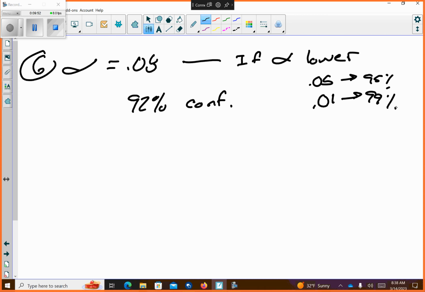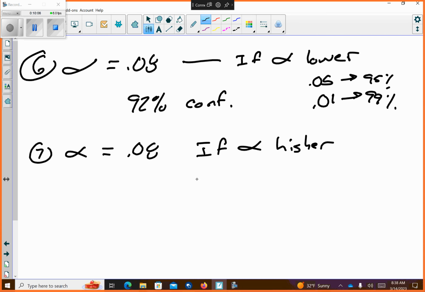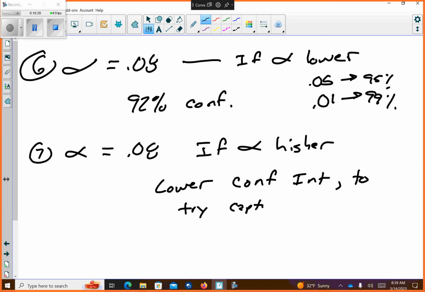Question 7, alpha was set to 0.08. What would be the advantage to setting it higher? So if alpha was higher, we lower our confidence interval to try and capture the parameter. Okay, remember that the alpha and the, oh, never mind. Hold my tongue on that.